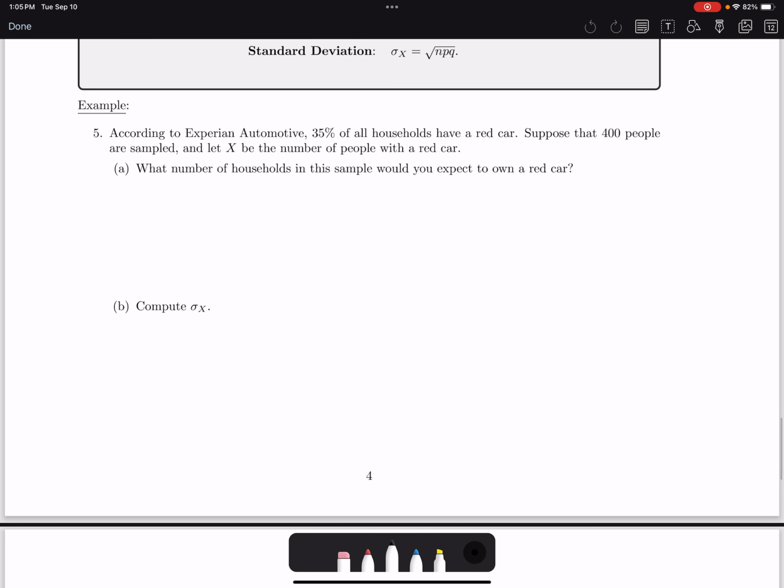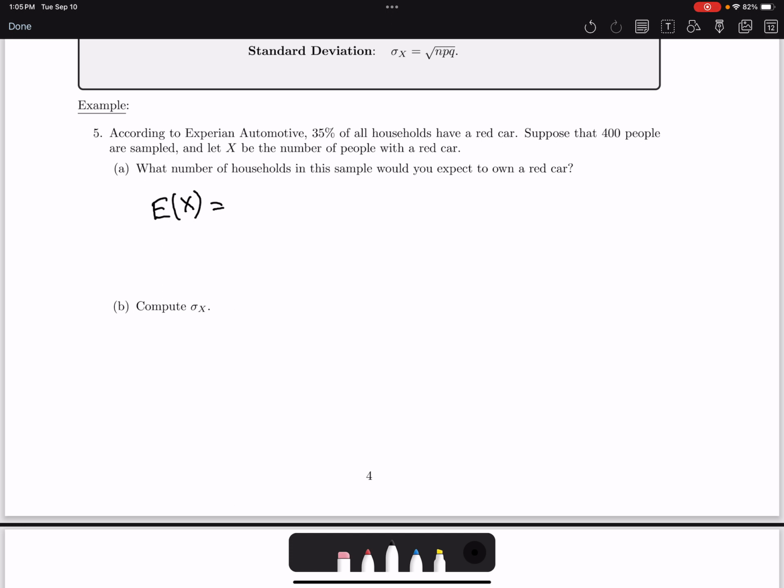Let's practice. Number 5 says, according to Experian Automotive, 35% of all households have a red car. Suppose that 400 people are sampled, and let x be the number of people with a red car. Then x is binomial, because either you have a red car or you don't. Part A says, what number of households in this sample would you expect to own a red car? Well, that would just be the expected value of x.